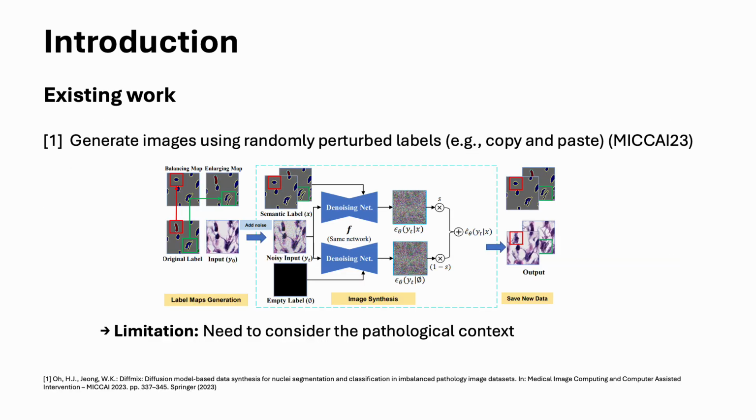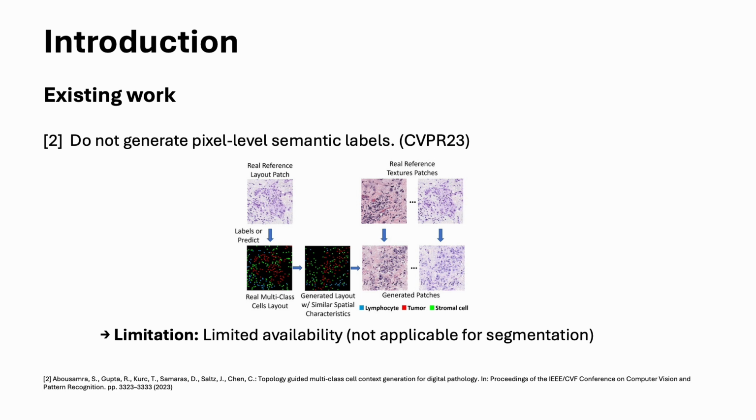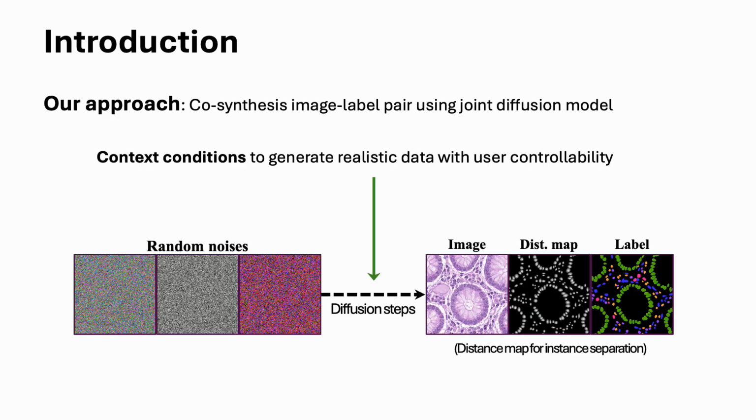Previous methods, like DiffMix, have used random perturbations such as copy and paste to generate new images. However, these approaches do not consider the pathological context, which is crucial for generating realistic synthetic data. Other approaches focused on generating cell layout labels, but failed to provide pixel-level semantic labels, making them less applicable for segmentation tasks, which is critical in histopathology.